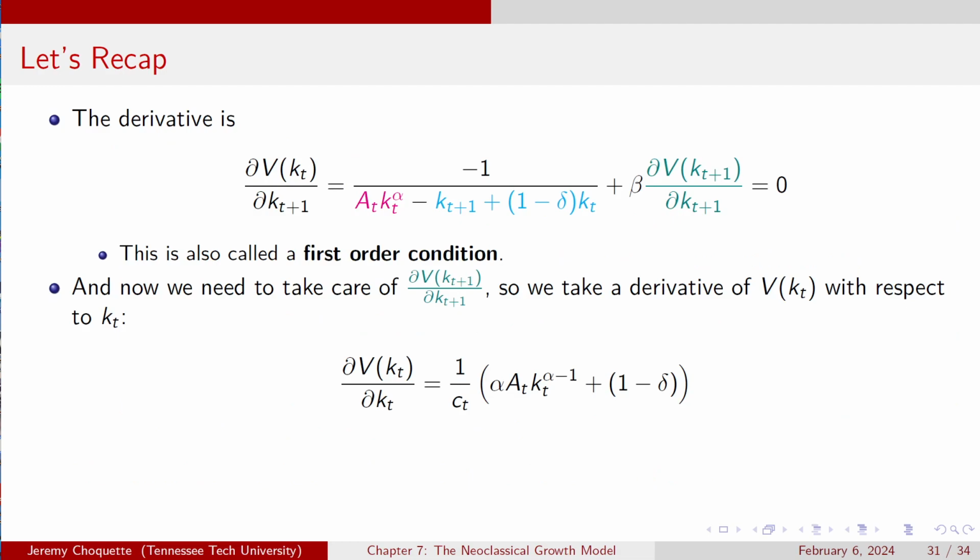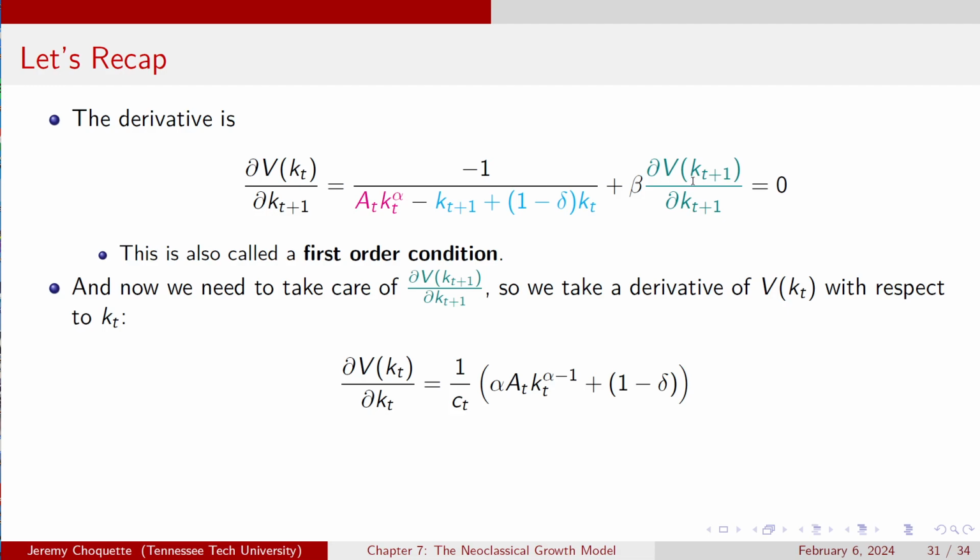So that's the partial of V of kt with respect to kt. It's equal to 1 over ct times alpha times A times kt to the alpha minus 1 plus 1 minus delta. Cool. Now, when I'm doing this part, I don't set this equal to 0. Why don't I set this equal to 0? Well, because once we update this by one period, we'll see this is equal to this, and this is not equal to 0. If this were equal to 0, you'd have a problem.